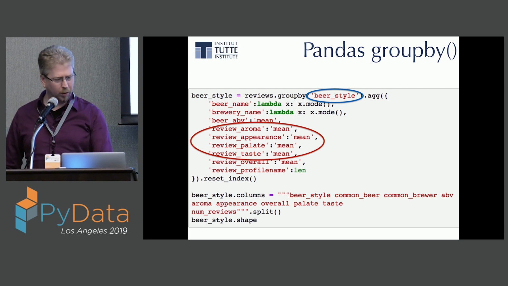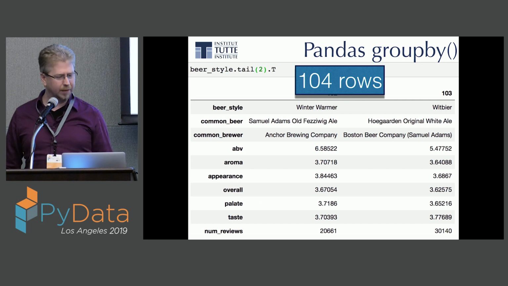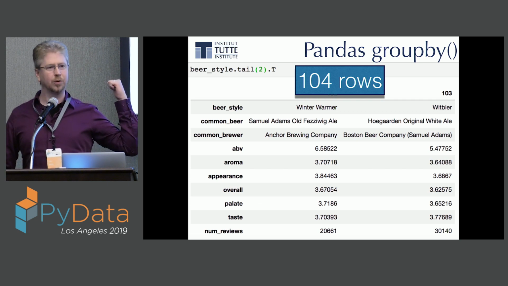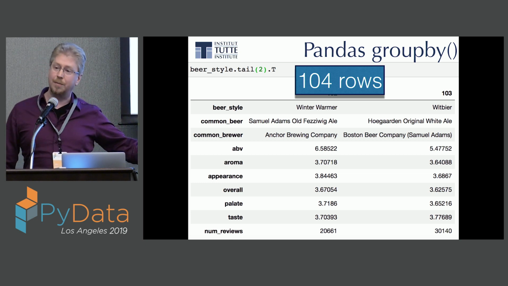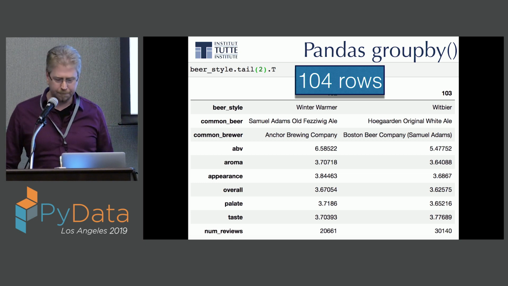All right, so I have a 4-tuple of features that I care about. I've done my group by. I've collapsed down to 104 rows for my 1.5 million reviews. There aren't all that many beer styles in the data, it turns out.